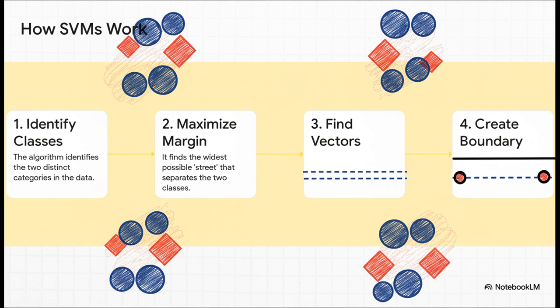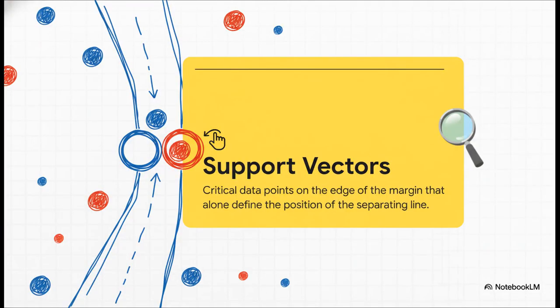That's our classifier. And those points on the edge, they get a really cool name. They're called support vectors. This name is just perfect because it tells you exactly what they do. They are the only data points that matter for defining the line. Think about it. If you took any of the other points, the ones far away from the boundary, and moved them around, nothing would happen. The line wouldn't budge. But the second you move a support vector, the entire street has to shift.